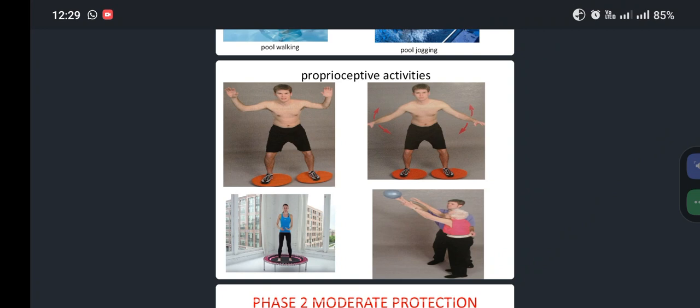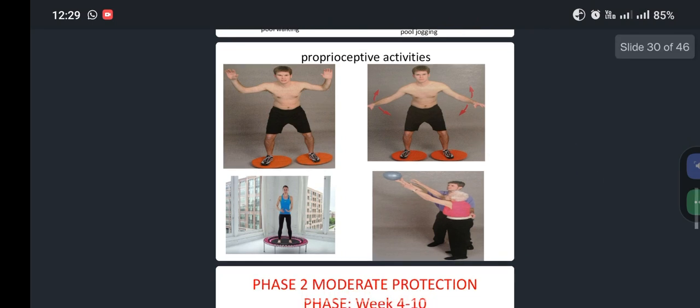As we discussed in the early phase, that is weeks 1 and 2, in proprioceptive activities we included the stable platform. So we will progress to an unstable platform in weeks 2 to 4. On the unstable platform the patient has to stand. Second, we will progress on the unstable platform with upper extremity movement. Then mini trampoline standing can be started, and standing ball throwing activity can be conducted to improve the proprioception of the knee joint.